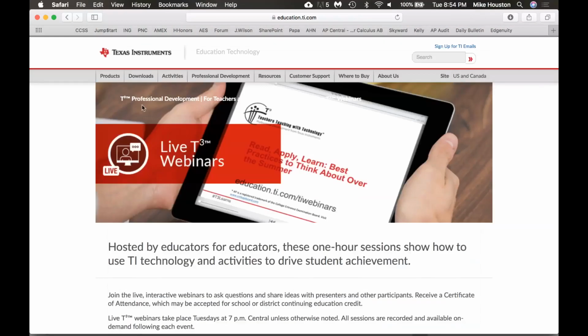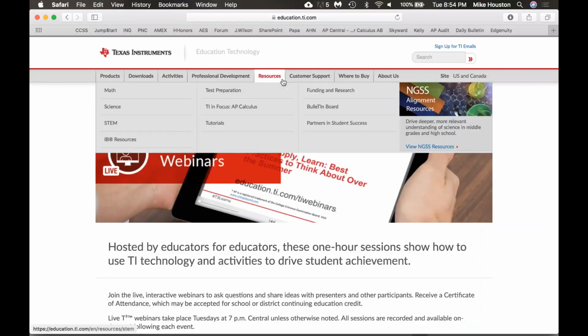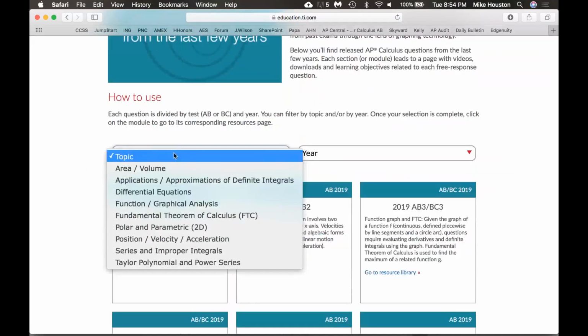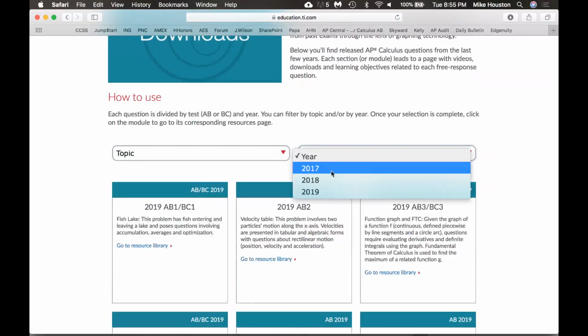Also available, I put the link in the chat window, but in case you didn't see it, the last portion of the webinar tonight, where Steve was discussing some of those extensions he was getting from the TI-Nspire focus, can also be found on our website under the Resources tab. In the middle is TI-Nfocus for AP Calculus. Here you can select a specific topic that you're looking to gain more information on, or additional resources to help you teach that topic. Or you can focus on a specific year that you'd like to look at the AP exam and the questions from that year.